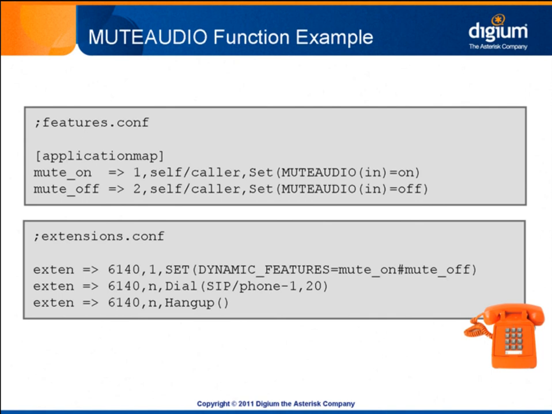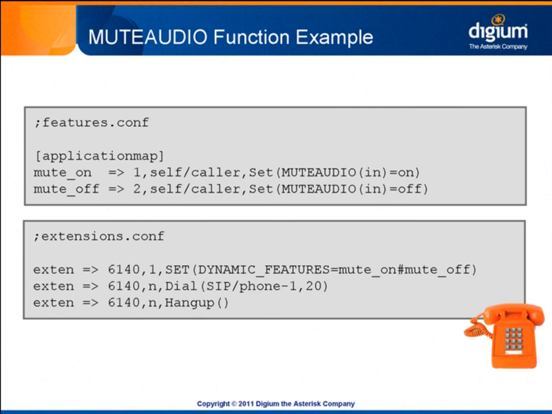Looking at the features.conf section, note that the features for both enabling and disabling the mute are set to activate on the self channel. This is because we're modifying our own channel and not the bridged channel. The MUTEAUDIO function takes one argument, and that specifies which stream you're muting. In means the stream to the PBX, out means the stream from the PBX, and all means both streams. We want to mute and unmute the audio we send to the PBX, so we use the in argument for both lines. In order for these codes to work, dynamic features must be enabled in the dialplan.